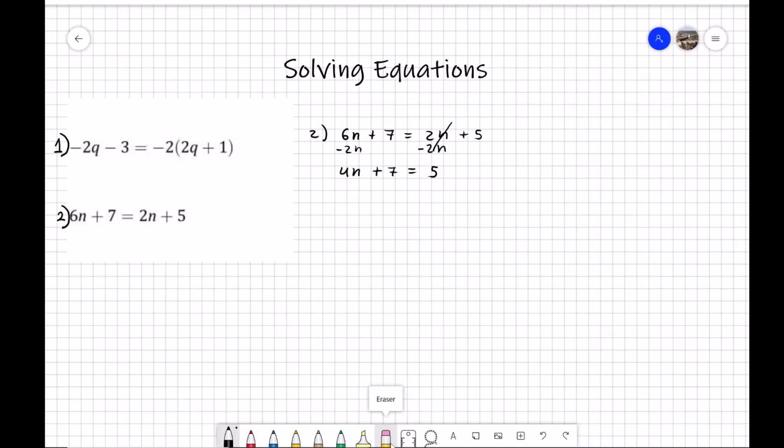And now here is basically the same thing, right? Get rid of the 7, we do the opposite operation on both sides, so this gets cancelled out and we end up with 4n equal to 5 minus 7, that's negative 2, right? And finally we have to do the opposite operation of this multiplication on both sides, so we end up with n equal to negative 2 over 4, and this has to be simplified, so that's the same as negative 1 over 2.